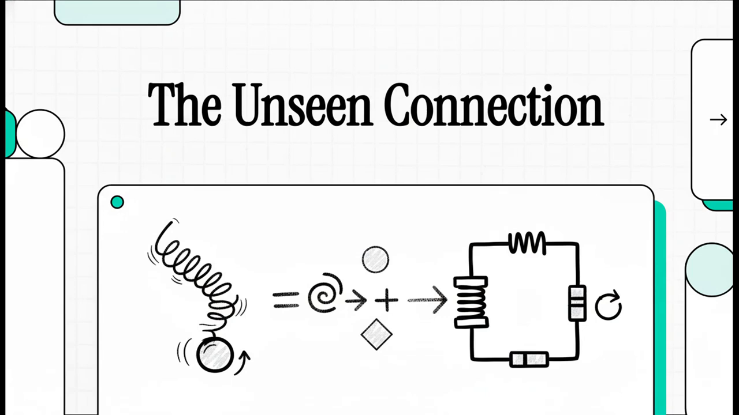It's pretty wild when you think about it. What could a simple bouncing spring possibly have in common with a complex electrical circuit? I mean, on the surface, absolutely nothing, right? Well, it turns out they actually speak the exact same language, the language of math. Today, we're going to pull back the curtain on this amazing unseen connection and see how one powerful idea can describe two totally different parts of our world.